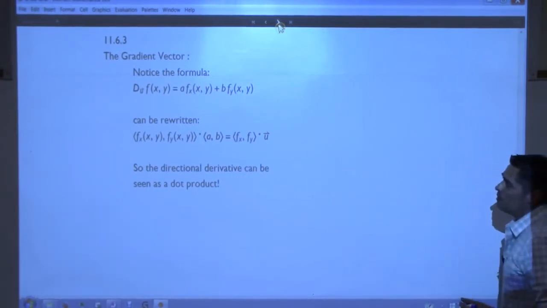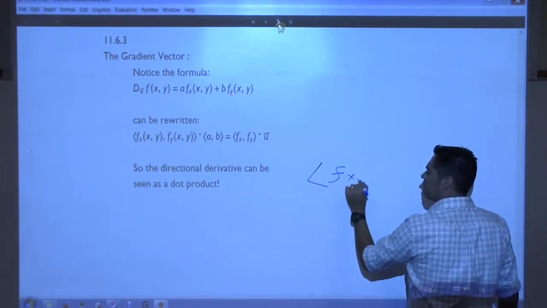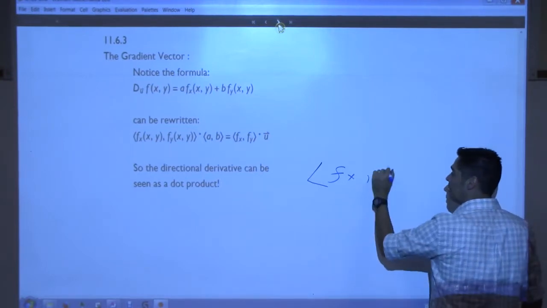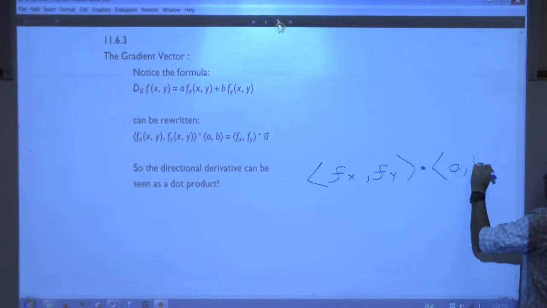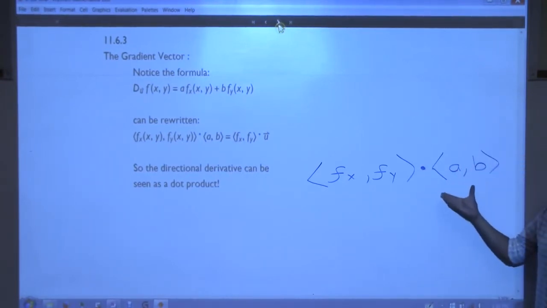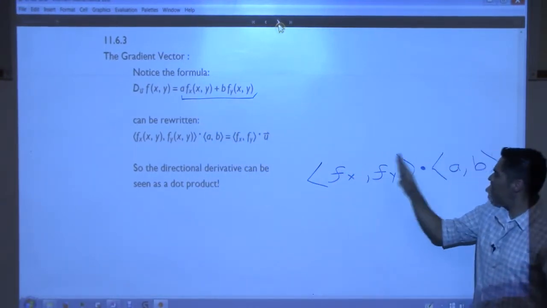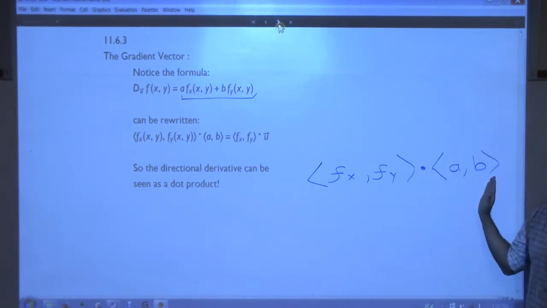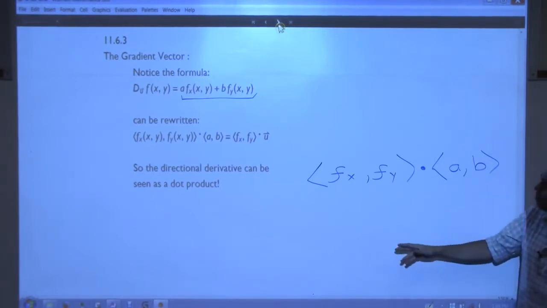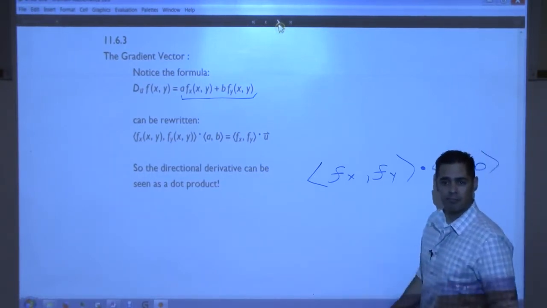If I were to create two vectors, a vector where the first component was the partial of f with respect to x, and the second component was this, and I dot that with the vector AB, then wouldn't this be equal to this formula right here? Because when you dot product, don't you do this times this plus this times this? Isn't that what you do when you do a dot product? I know it's been a while since we did dot products, but dot product was easier than cross product. So this right here is another way of writing the directional derivative, isn't it?